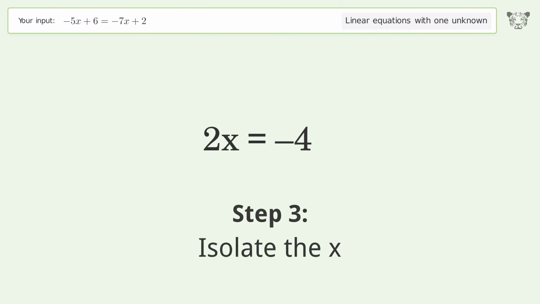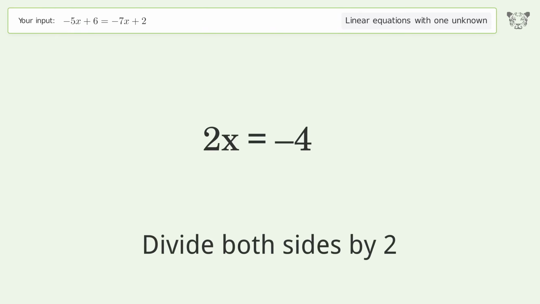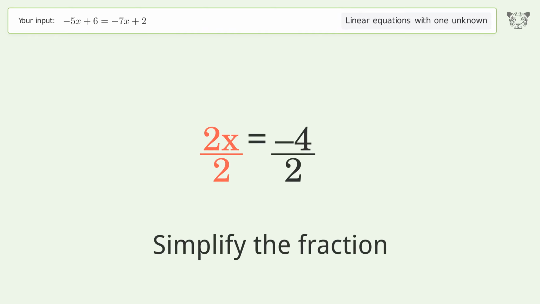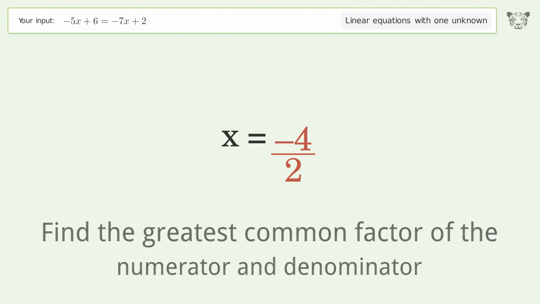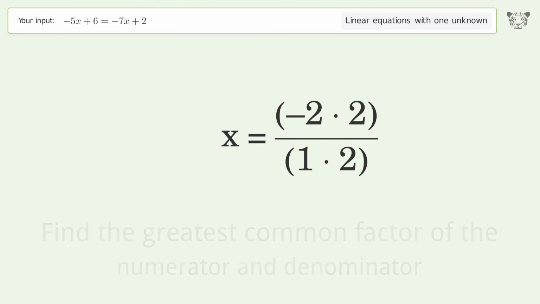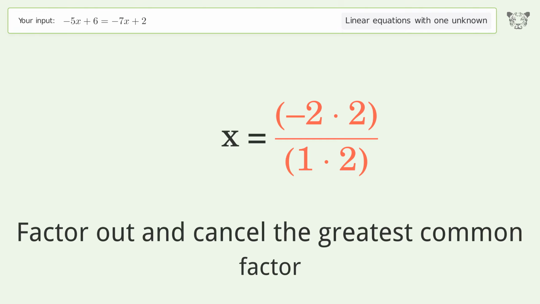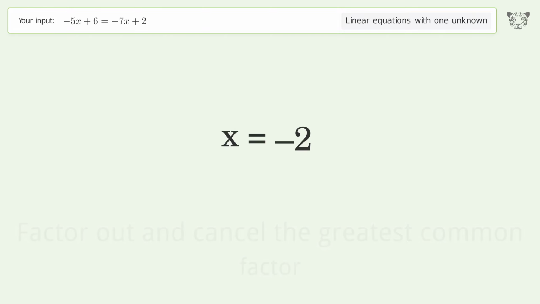Isolate the x. Divide both sides by 2. Simplify the fraction. Find the greatest common factor of the numerator and denominator. Factor out and cancel the greatest common factor. And so the final result is x equals -2.